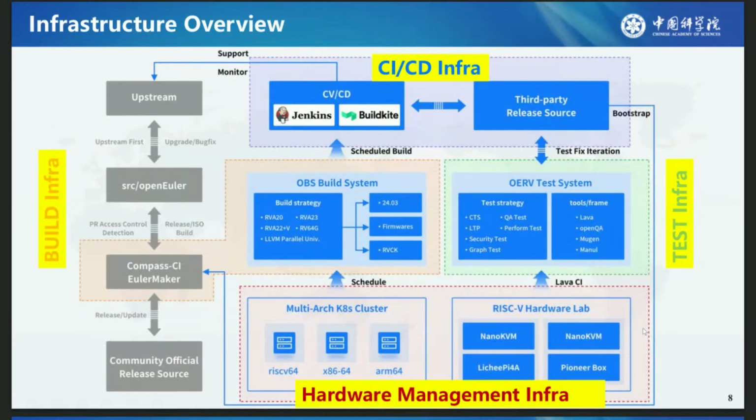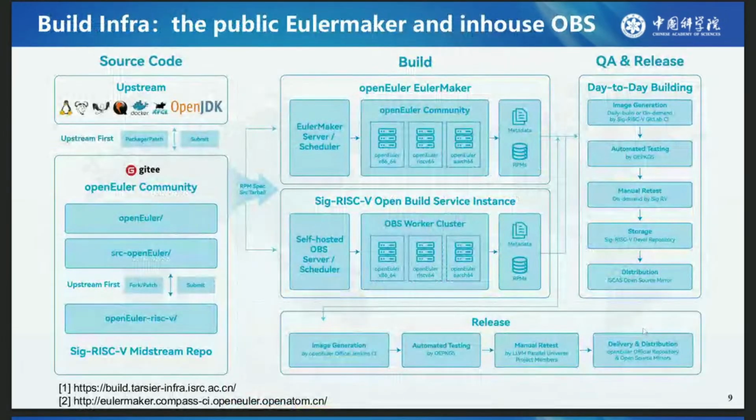Our infrastructure for RISC-V is made up of 4 parts. The first is the build infrastructure, and then the CI/CD infra, the test infra, and the hardware management infra. We actually have 2 build infras. One is the public EulerMaker, which is the official build system of openEuler, and the other is OBS. OBS is used in-house to help us fix bugs and accelerate the development of the official openEuler versions for RISC-V.